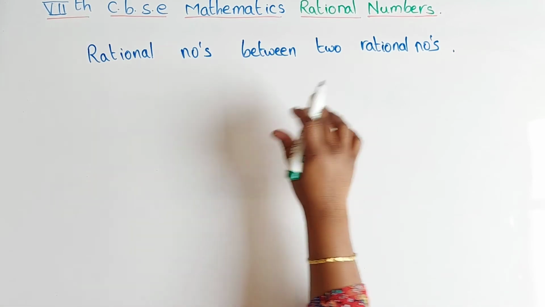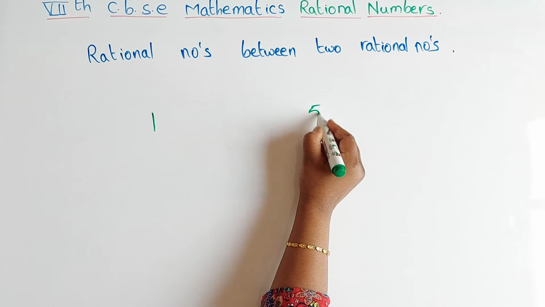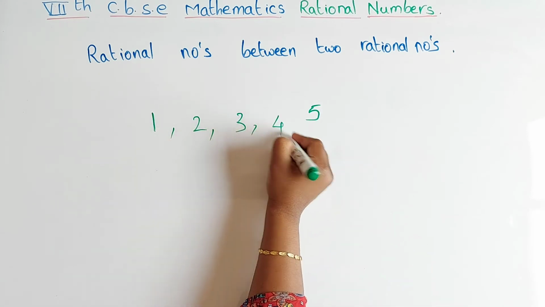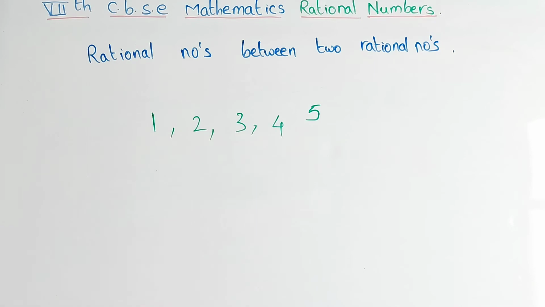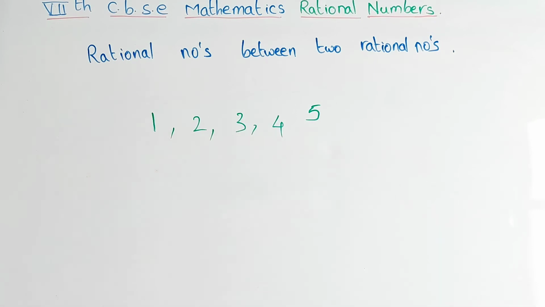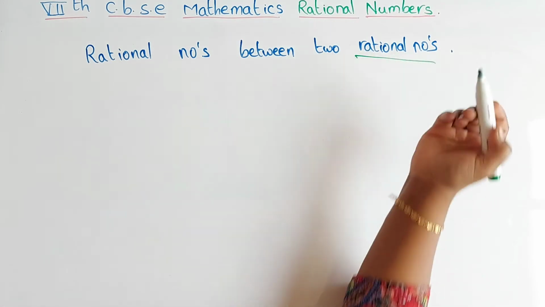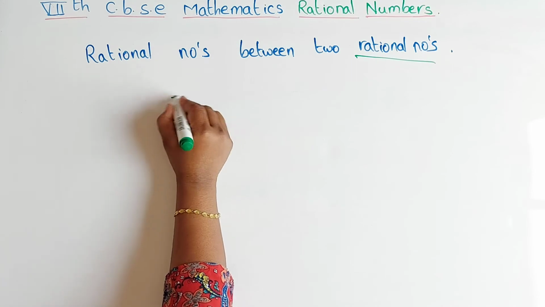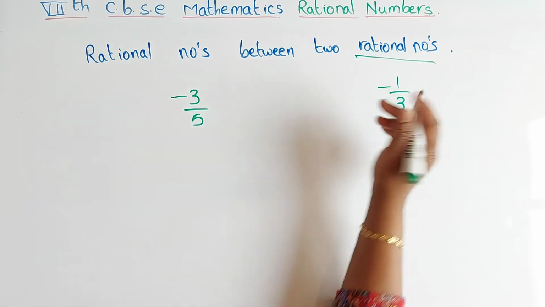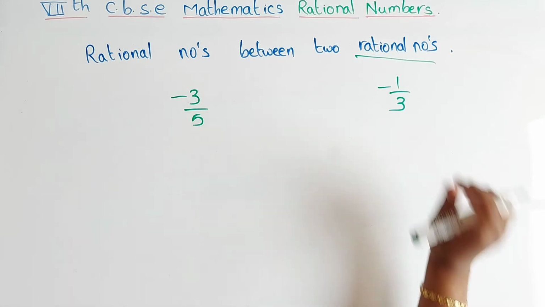Rational numbers between two rational numbers. Right, children? If I ask you what are the numbers between 1 and 5, you will tell 2, 3, 4 because you know these natural numbers, 1, 2, 3, 4, 5, and so on. Here we want rational numbers between two rational numbers. Correct, children? Let's take the example minus 3 by 5 and minus 1 by 3. I want rational numbers in between minus 3 by 5 and minus 1 by 3.